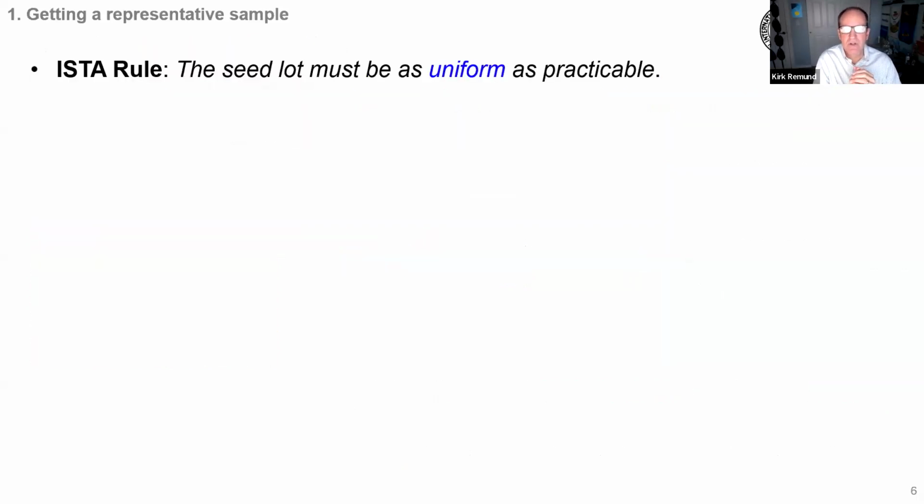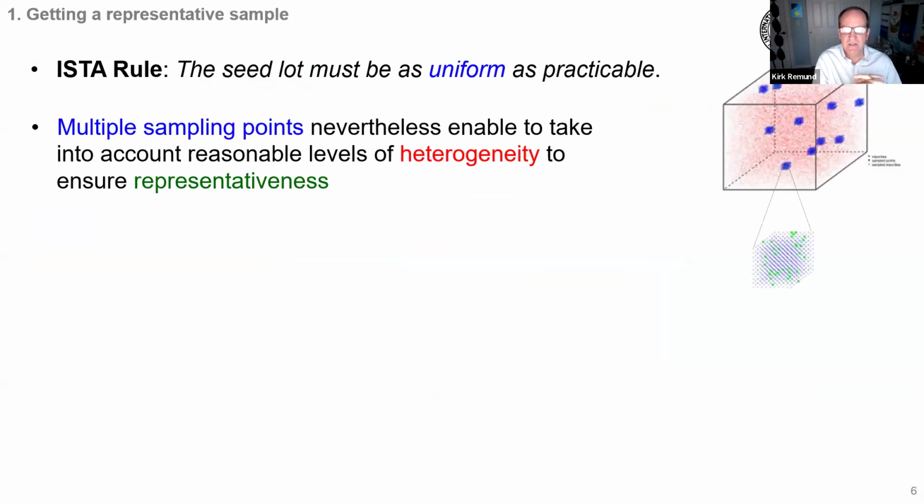One thing that's important when it comes to sampling is that we have some level of uniformity in that seed lot. This is managed within ISTA. It's managed by lot sizes for different species. Also, there's another tool that's used to test for heterogeneity within a lot. There's always some level of heterogeneity, but we want a low level so that we could call it uniform from a practical standpoint.